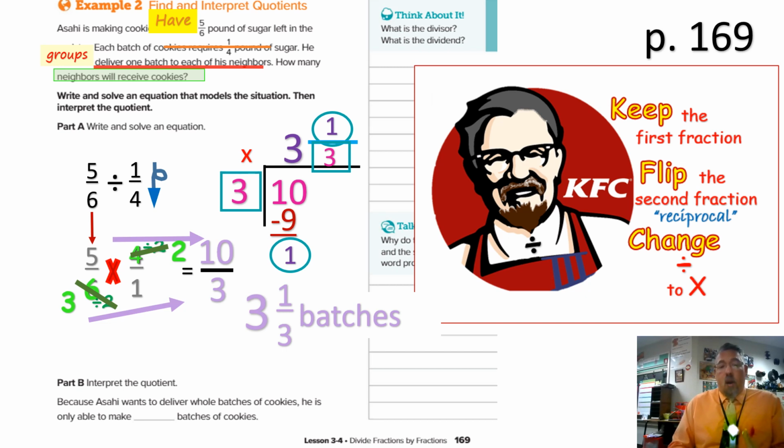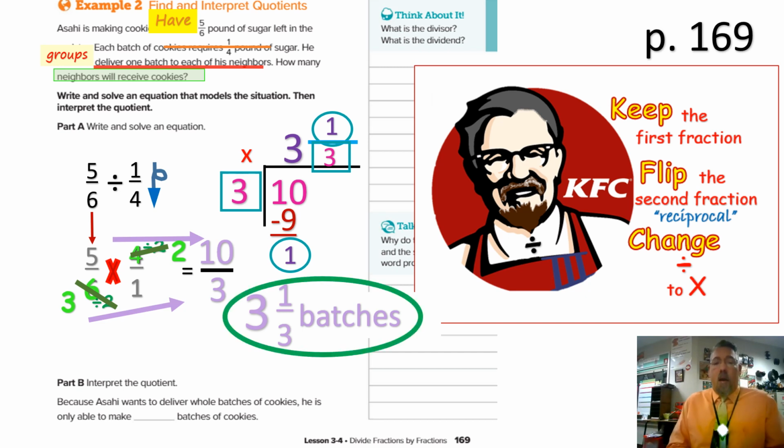However, when I look at that question, how many neighbors are going to receive a batch of cookies, right? You don't want to be the friend that's out on the side and you only get 1/3 batch of a cookie when everyone else gets an entire batch of cookies. So when I look at what is being asked, I want to make sure that I can answer the question that's being asked. I can only make 3 batches of cookies. The 1/3, maybe he'll keep for himself.